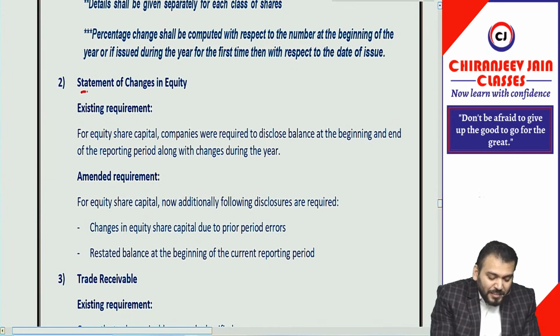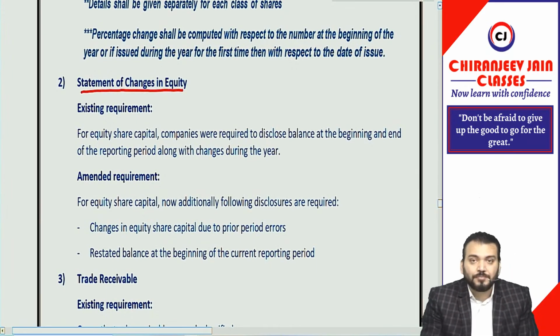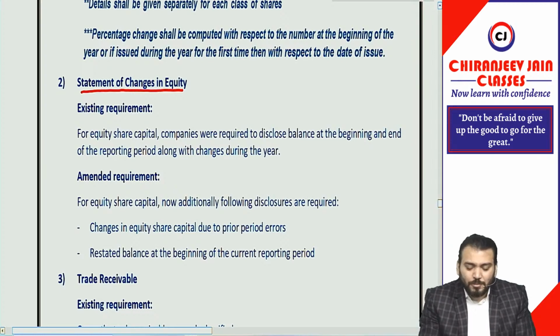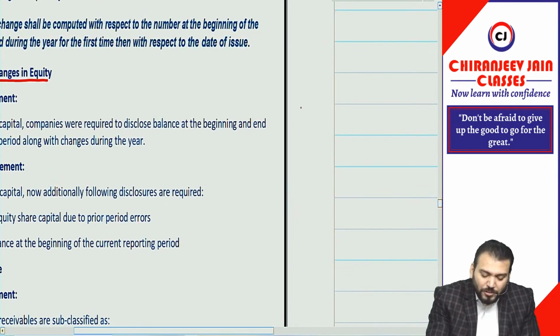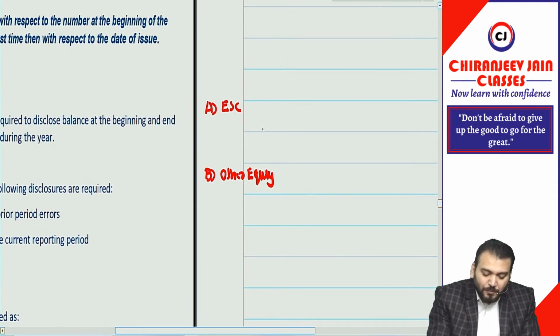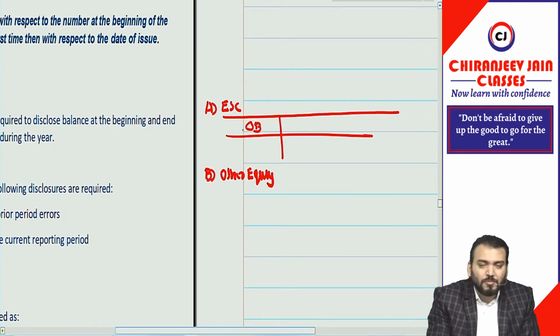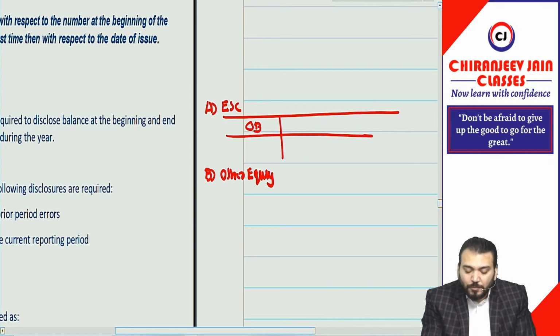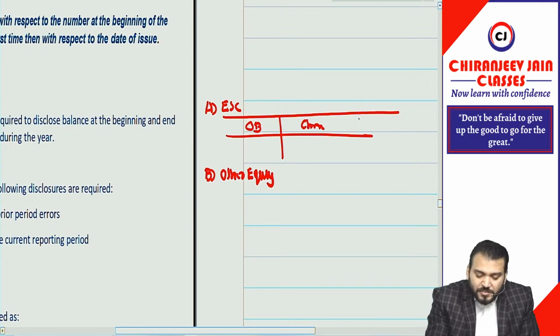The second amendment is related to the statement of changes in equity. If you remember, we used to draw the statement of changes in equity in two parts, A and B. In A, we used to write down equity share capital. In B, we used to write down other equity. Previously under A, we used to write down the opening balance, meaning the balance at the beginning of the year, then changes, and then the closing balance, meaning the balance at the end of the year.